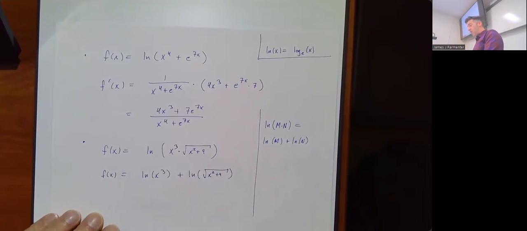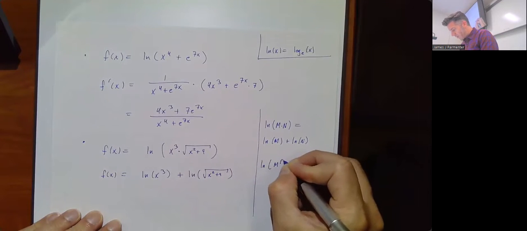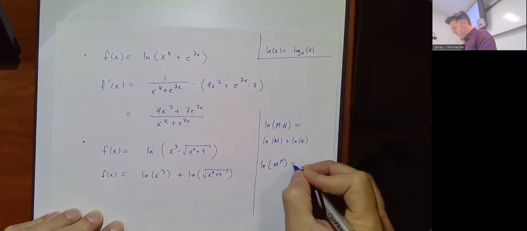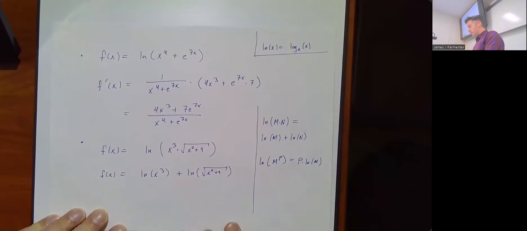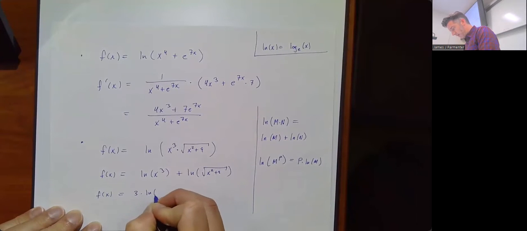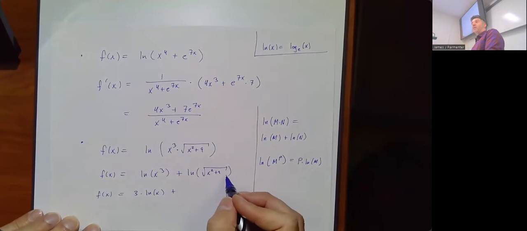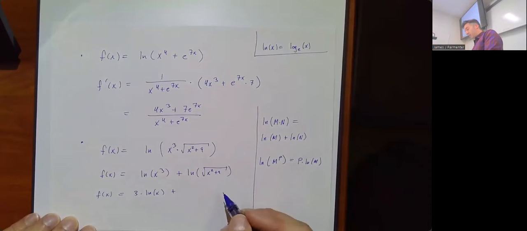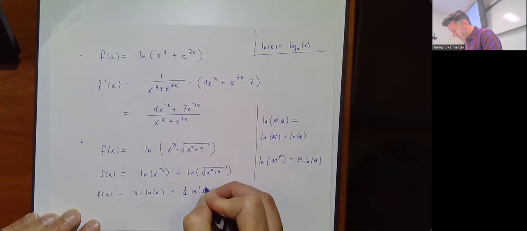And then I can use another logarithm rule, which says if you have the natural log of something raised to a power, you can bring that power down in front. The natural log of m to the p is p times the natural log of m. And so I can bring that 3 down in front and say my function is 3 times the natural log of x. And this is a power as well, right? This is x squared plus 9 all raised to the 1/2 power. So I can bring that 1/2 power down in front. So I have 1/2 times the natural log of x squared plus 9.